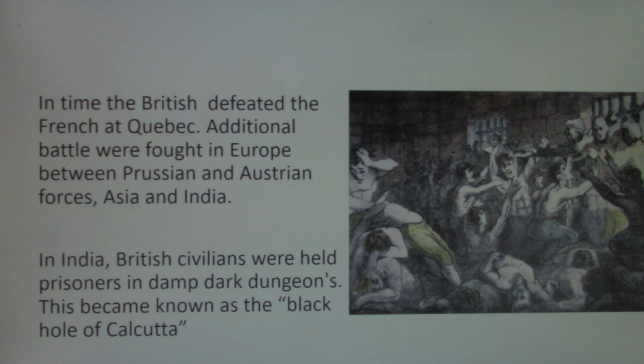In time, the British will defeat the French in Quebec. Additionally, battles will be fought in Europe, in Prussia and Austria, which are German states, in Asia and India. It is in India where the war took a very dark and ugly turn. British civilians are going to be incarcerated in Calcutta, India. And there they will be denied food and water, and many of them will die of disease. This is where the expression, the Black Hole of Calcutta, comes from.